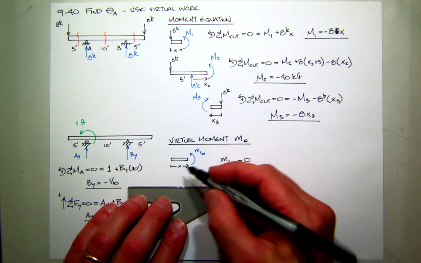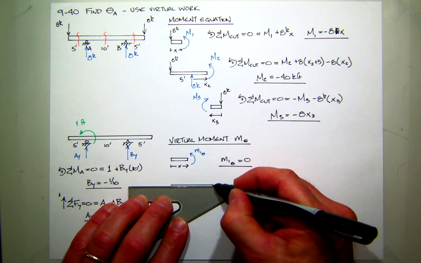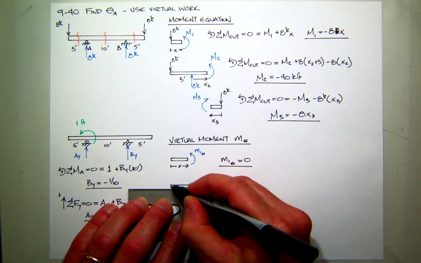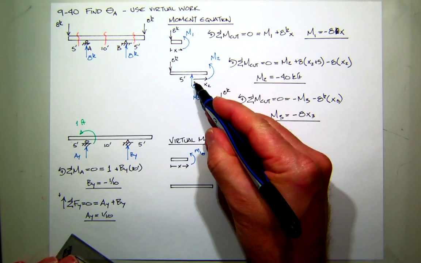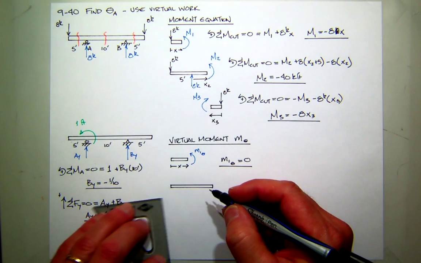Now we'll go to the second problem, or the second section. So now I have my reaction at AY. AY was 1/10 acting up.